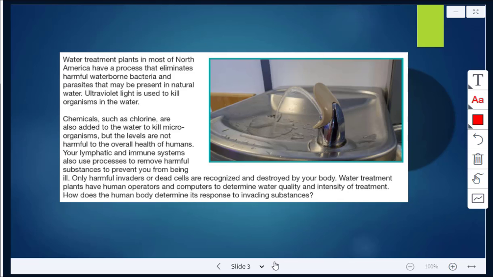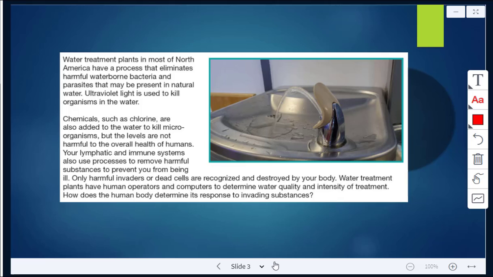All right, so here we're just looking at water in North America. We have water treatment plants that eliminate harmful waterborne bacteria and parasites that may be present in natural water. UV light is also used to kill organisms in the water. Chemicals like chlorine are also added to the water to kill microorganisms, but the levels of those chemicals are not harmful to the overall health of humans.